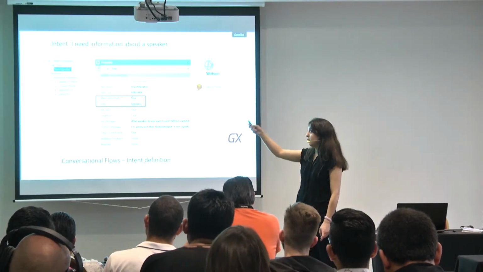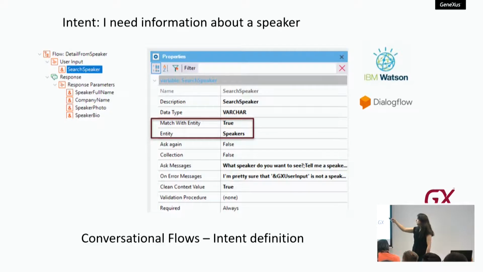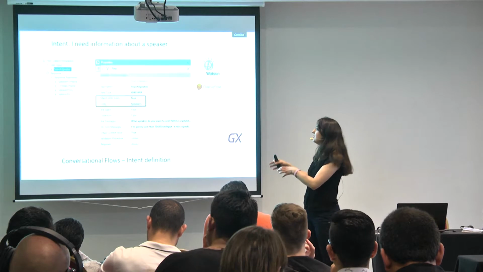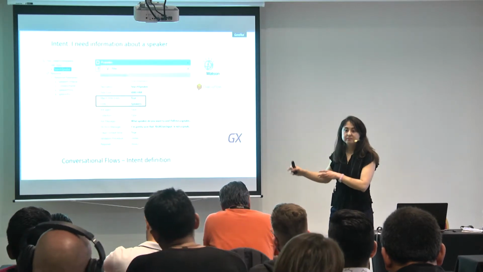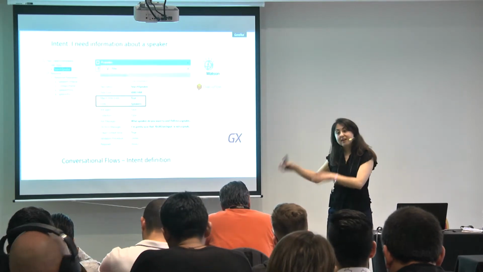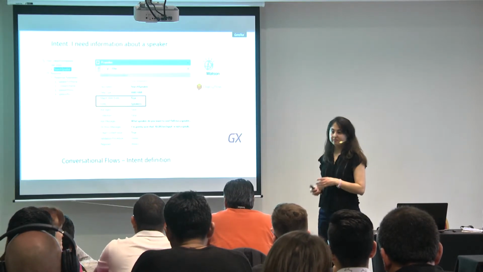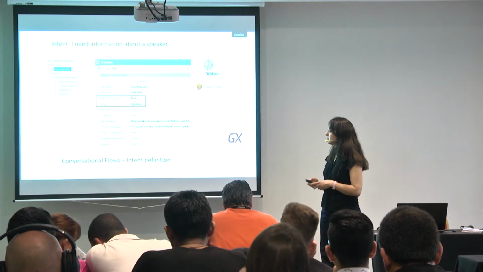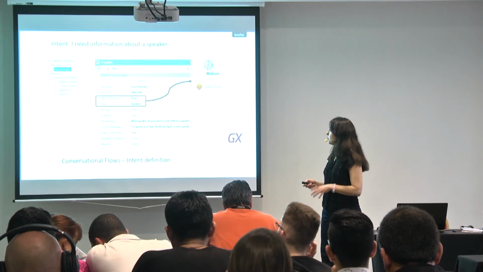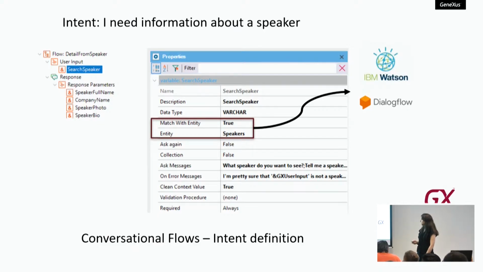So the speaker is a user input, and we put the property match with entity. This user input maps with an entity inside the NLP provider, and the entity is called speaker. This information goes straight to the provider.